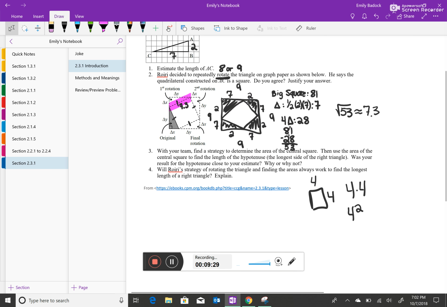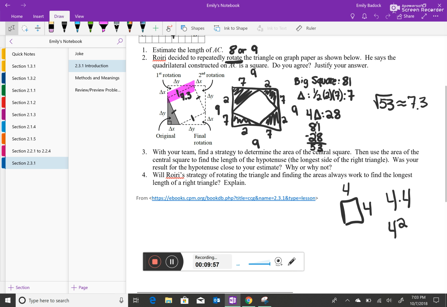Okay. And then the last question says, will Rory's strategy of rotating the triangle and finding the areas always work to finding the longest length of a triangle? So will it always work? Yes, it will. As long as you are rotating it correctly and you do not make any mathematical errors, it will always work, because when you use a transformation, it's always going to be the same shape. So it doesn't matter what you're doing here.